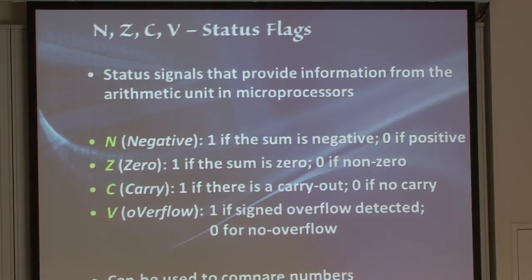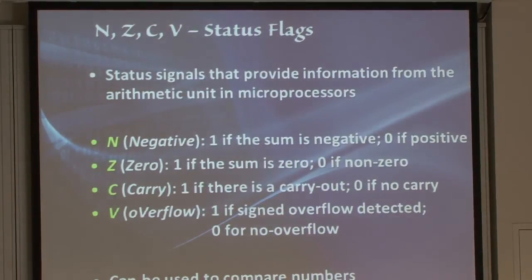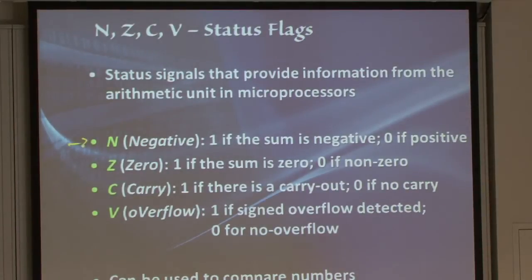From any addition operation, we can use four different status signals. One is N, which stands for negative, and tells us whether the result is negative. The other, Z, zero, is a flag that will tell us whether the result is zero. And then we have the C and the V flags, which are the ones I just defined before.